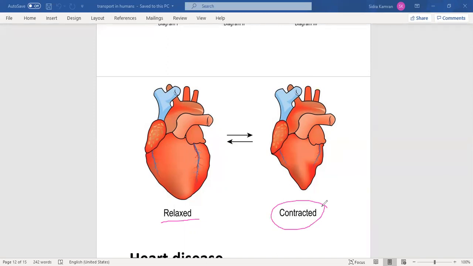And you know that in 1 minute, your heart beats 70 times when you are resting. But when you are walking or exercising or you have some excitement, then your heart beats 100 times in 1 minute.